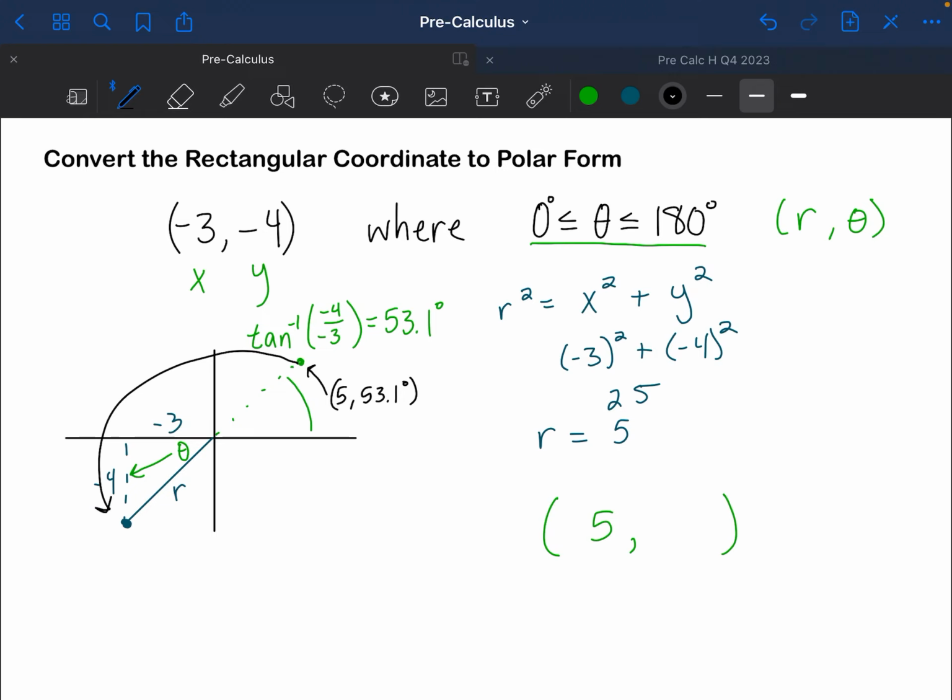Well, if I want it to flip and I need my angle between 0 and 180, I'm going to keep that 53.1, and in order to flip it, I just have to make the radius negative. Here's the coordinate that works for the given restrictions. Make sure you always pay attention to those.